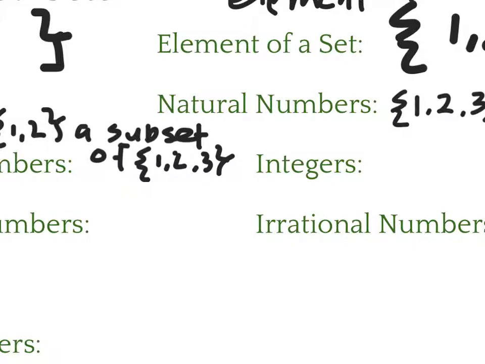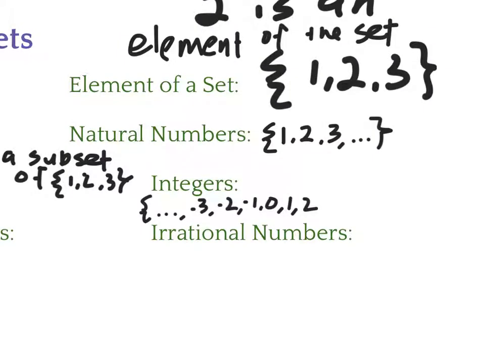The integers will appear bigger still because they don't start at any number. They go to negative infinity and they keep going, and this goes from negative infinity all the way to positive infinity. So that's the integers. All the non-fractional numbers from negative infinity to positive infinity.